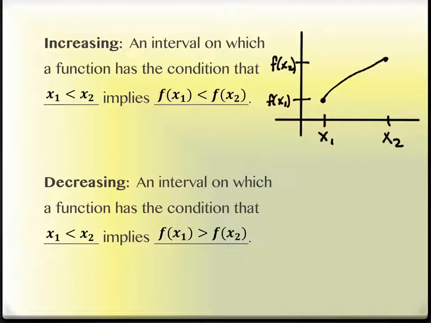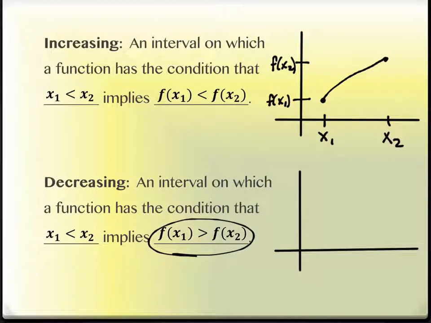And likewise, on decreasing, the only thing that you see different is that the f of x1 is greater than f of x2. So again, image-wise, the x1 and x2 are sort of in order. We're not changing those orders. We're just changing what happens on their y values. So instead on this one, the x1 has a y value that's higher than x2's y value at f of x2. And so decreasing means that between those 2 points, it's going downhill.